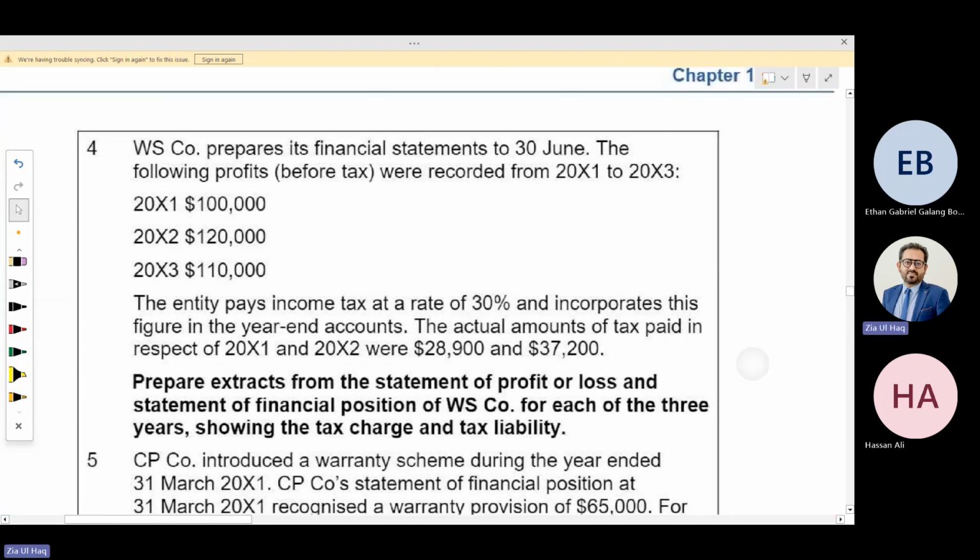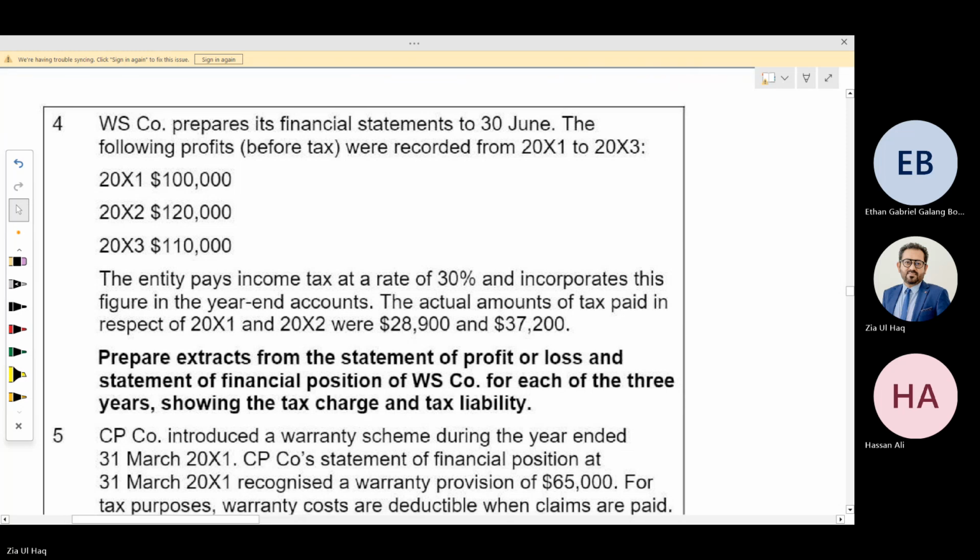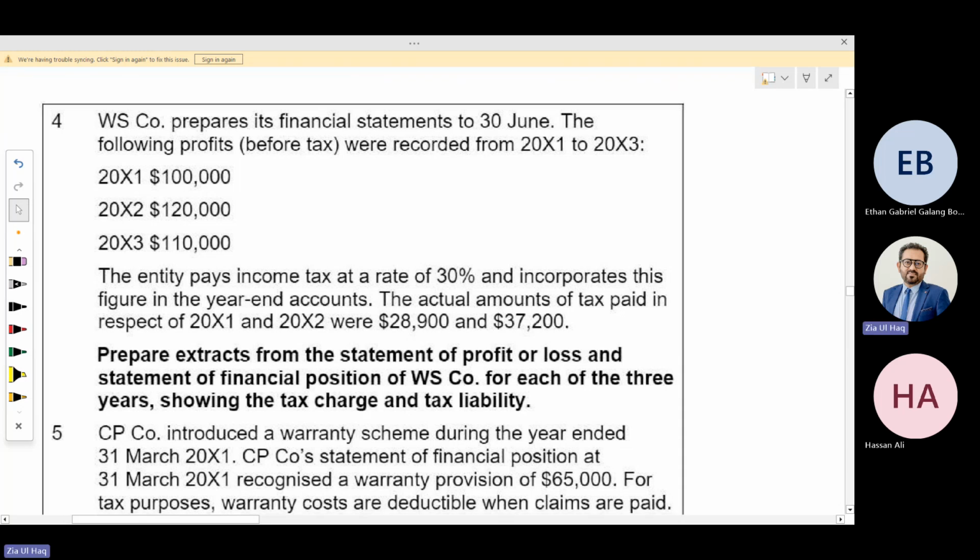Number 4. Prepare extract from statement of profit or loss and statement of financial position of WS company for each of the 3 years, showing the tax charge and tax liability, meaning balance sheet and P&L figures.